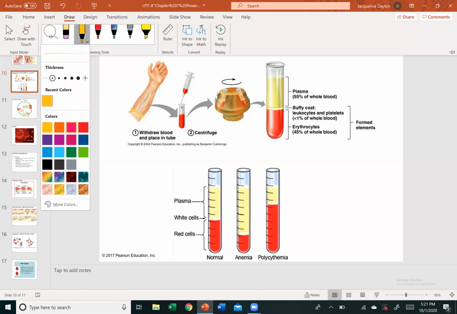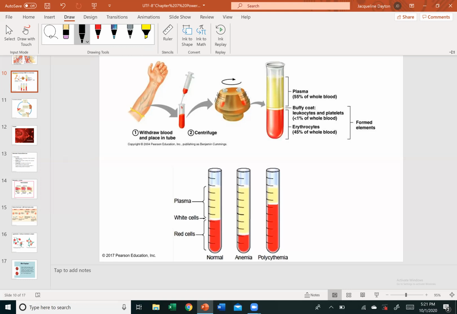Let me just change the color of my pen here. Great, okay.